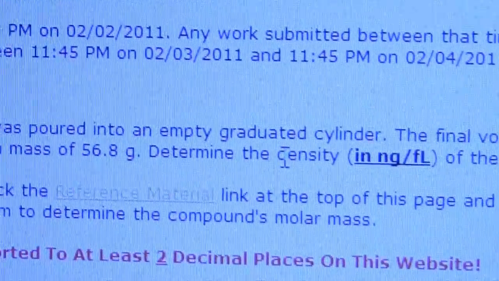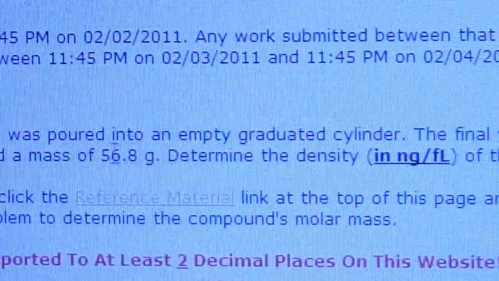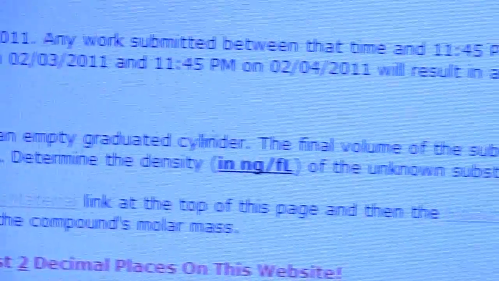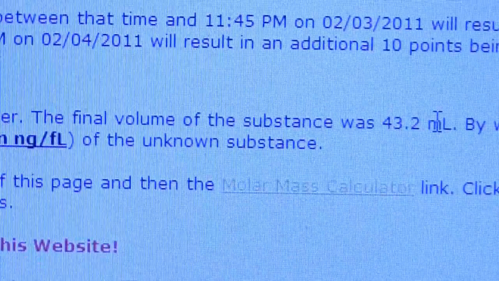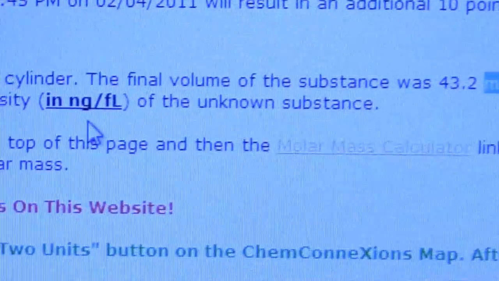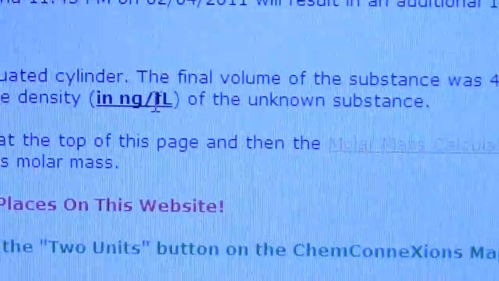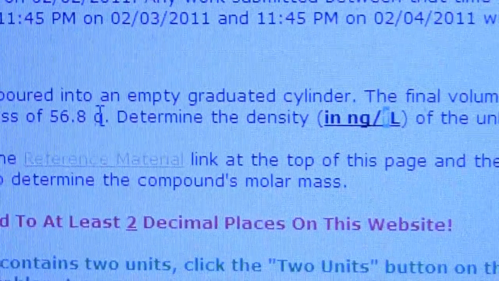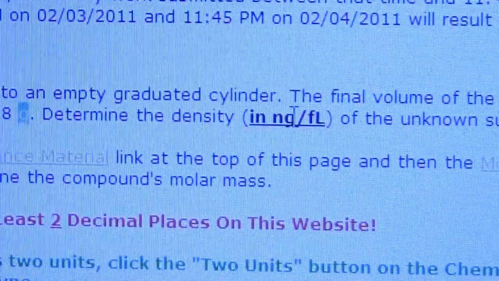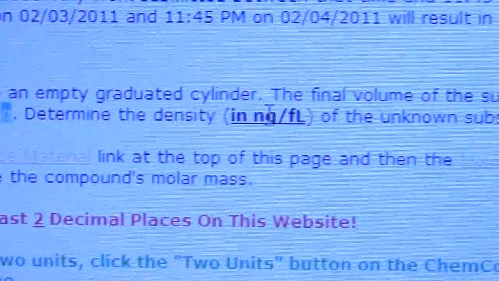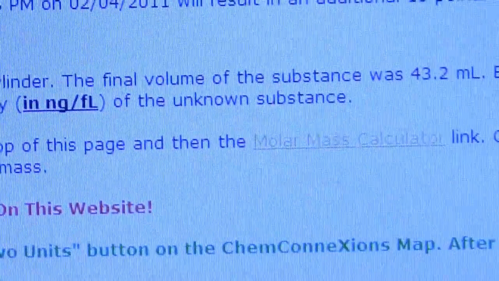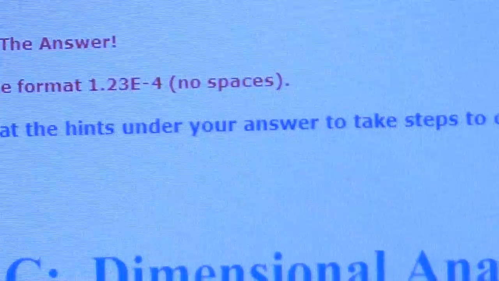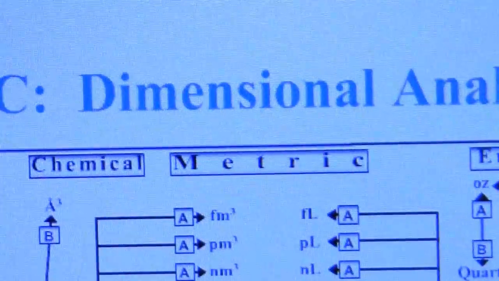Okay, so density, of course, is mass divided by volume. So here's our mass, we divide that by the volume, and then we're going to convert these volume units, the milliliters, to these volume units, the femtoliters. And likewise with the mass, we'll convert the grams into nanograms. Alright, so let's go ahead and get started with this.